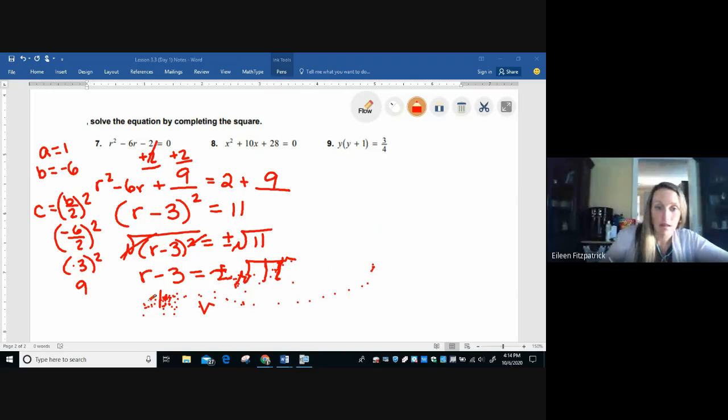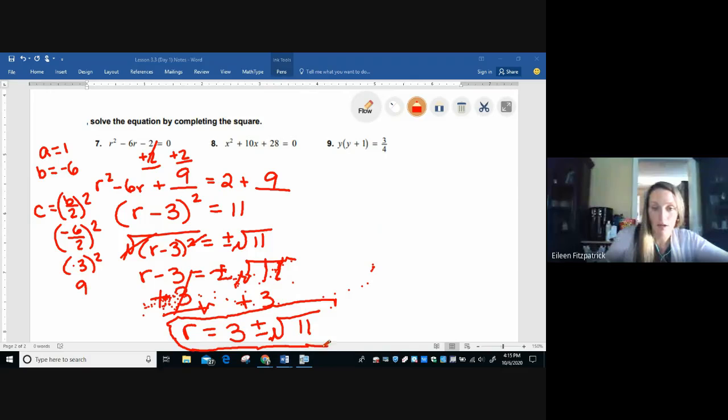Okay, then you're going to add 3 to both sides. Not even going to bother erasing, guys, because this is annoying. So you have r is equal to positive 3 plus or minus the square root of 11. And that would be your final answer.